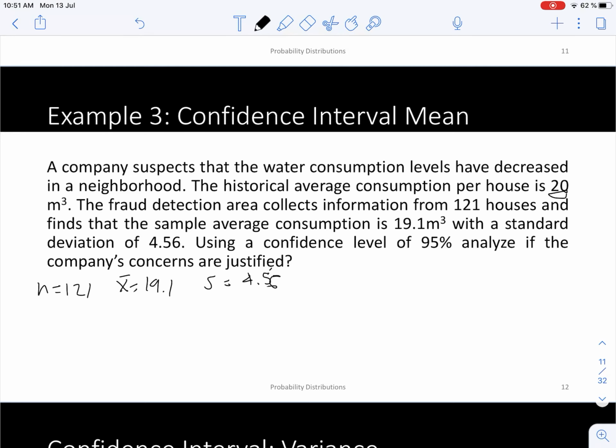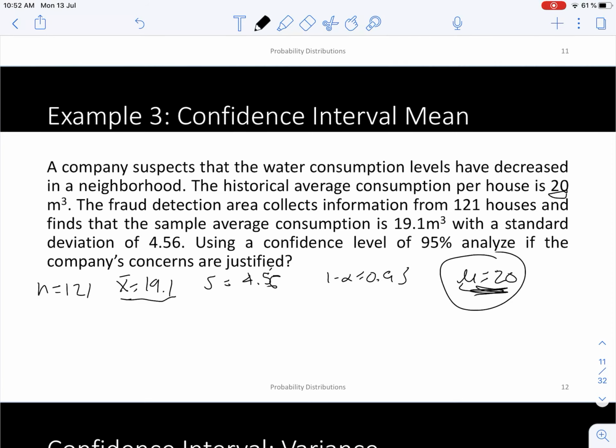So 1 minus alpha is 0.95. The question here is, you took a sample, it's 19.1, so you want to check if the true mean is still 20. If there is fraud, you want to check that. So what we're doing here is building the confidence interval, and we're going to check if this 20 is included in the interval. If it's not included, then maybe you can start claiming that there may be something fishy, something wrong about the current consumption levels. So let's create our confidence interval.